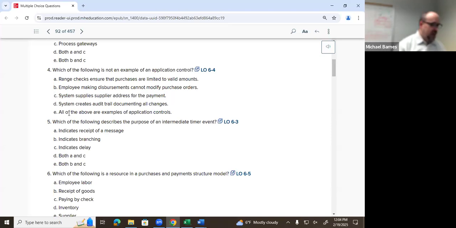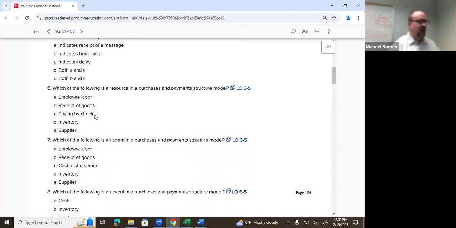All right, question number 6. Which of the following is a resource and... I guess I'm going to say the purchasing process. So payment terms of payment structure model. So we're talking about a resource. This is the UML diagram. That's basically what they're asking. Those are our structure models for the UML diagrams. So which of these is going to be a resource?